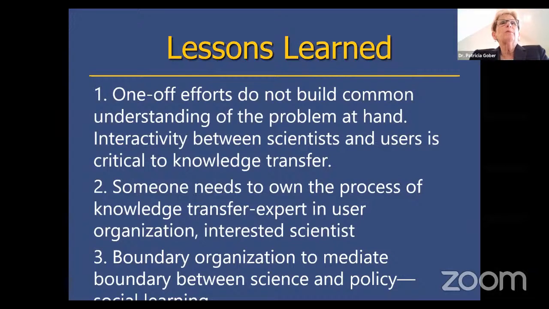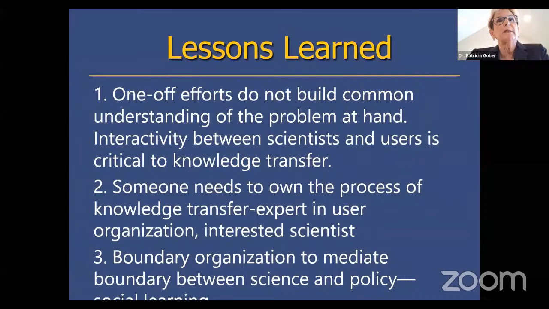We believe that someone needs to own the process of knowledge transfer. In a perfect world, there'll be an expert in the user community, a water manager who's particularly interested in working with scientists, or there might be an interested scientist who likes to work with decision makers. But ultimately, somebody has to be charged with connecting the best science with the decisions that face us on the ground. So we believe that a boundary organization is necessary to mediate the boundary between science and policy. That boundary organization facilitates social learning between the groups that stands us well when controversies arise.